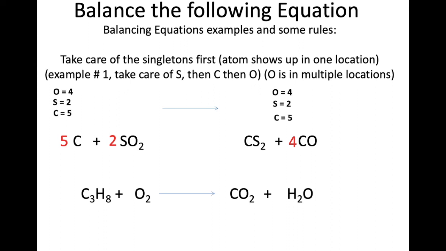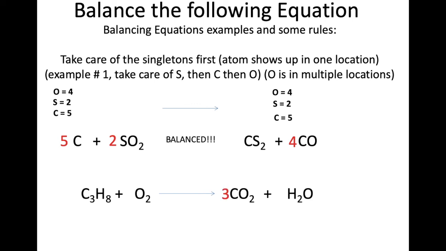Then I need to check myself. Okay, how many on the left side do I have? I have 4 oxygens, I have 2 sulfurs, and I have 5 carbons. On the right side, it's the same. That means I get a go-ahead and I have a balanced equation.